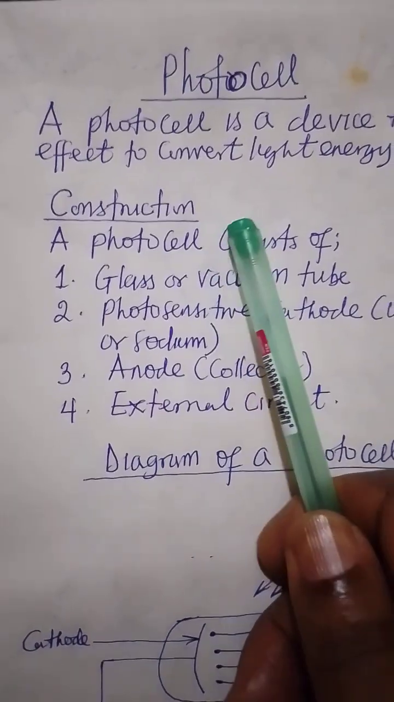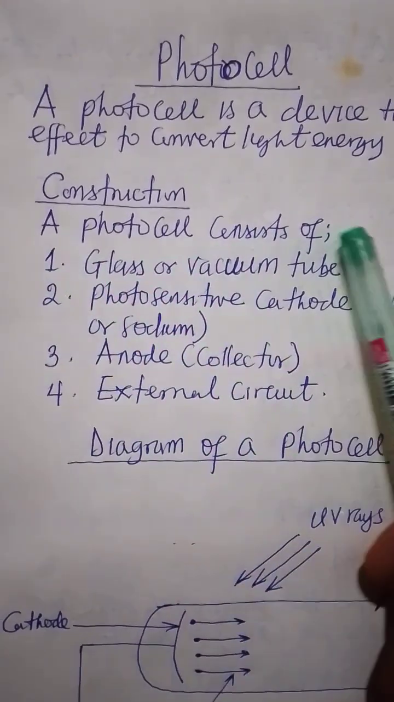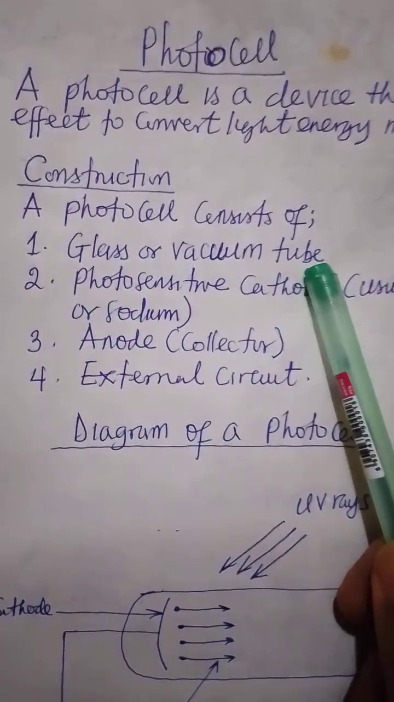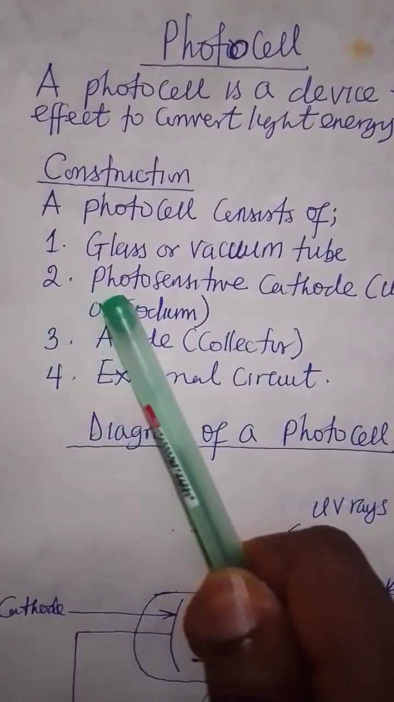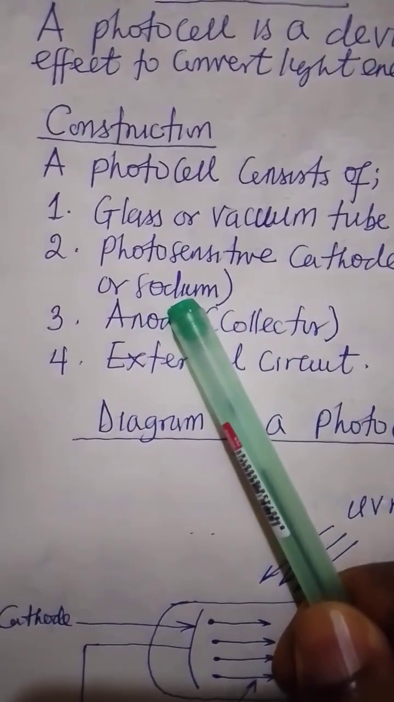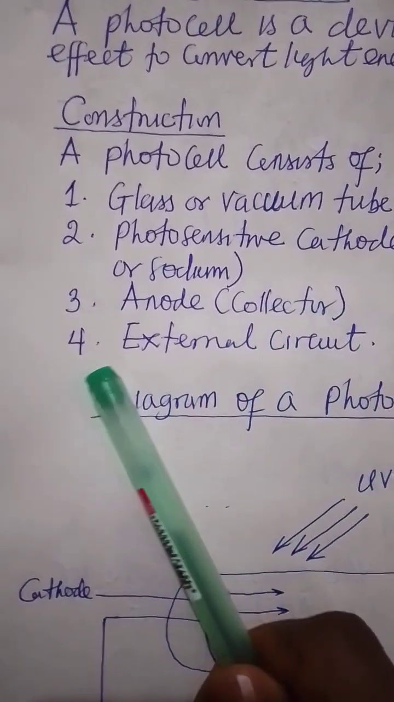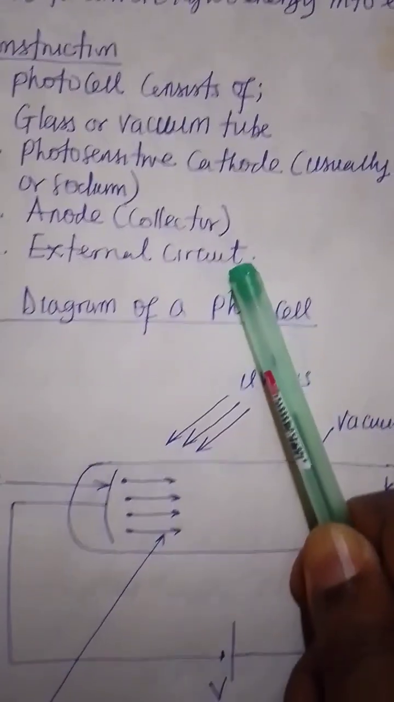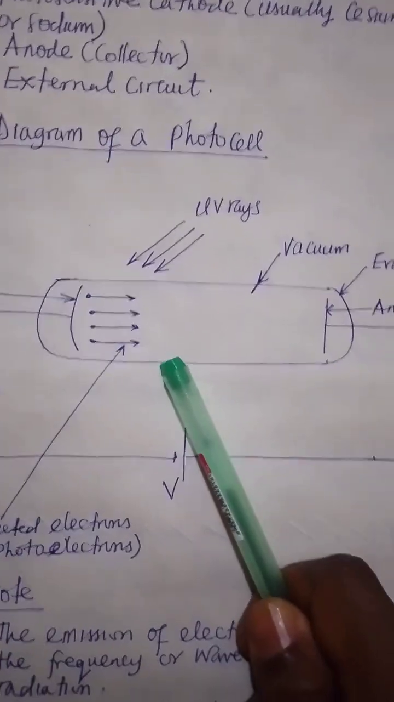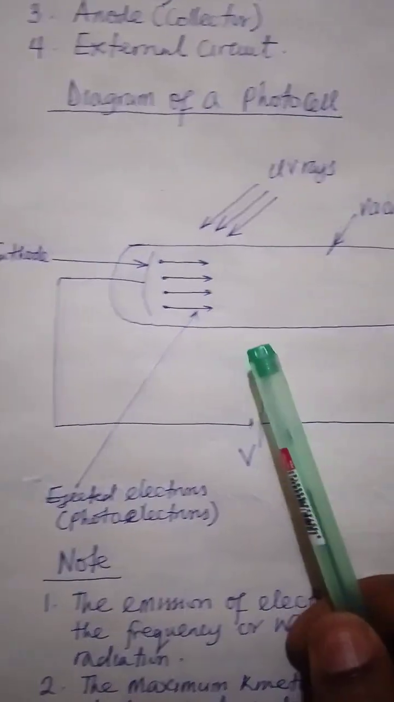The brief construction of a photocell. A photocell consists of, number 1, a glass or vacuum tube. Number 2, a photosensitive cathode, usually cesium, potassium, or sodium. Number 3, an anode collector. And lastly, an external unit. The diagram below shows a schematic view of a photocell.